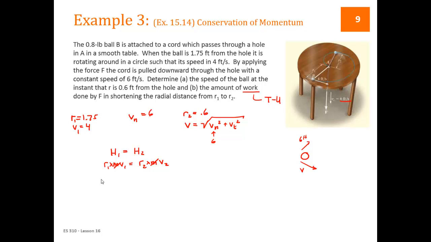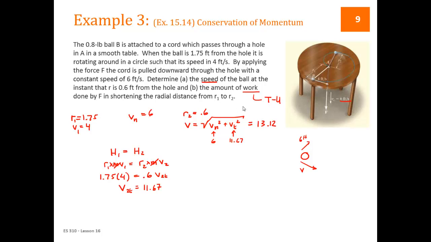Our initial radius is 1.75, and our initial tangential speed is 4. Is equal to our final radius is 0.6, and our final tangential speed is what we're looking for. So v2t is equal to 11.67, which makes sense, right? As we're pulling this in on a shorter and a shorter rope, it is getting faster, which is what we would expect. So that means we now have the 11.67 here, which gives us a speed of 13.12. Okay, so we just found the speed.